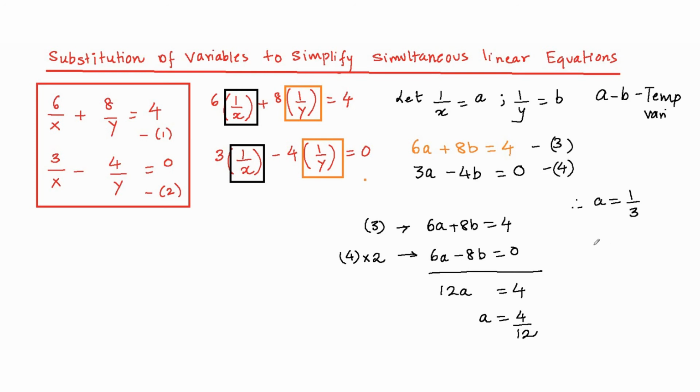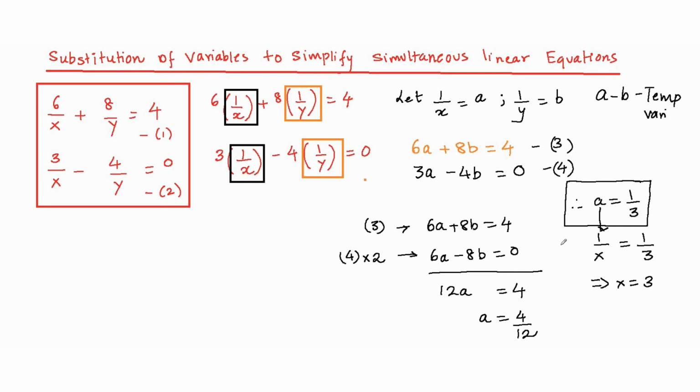Now what is a? A is 1 by x, and 1 by x is equal to 1 by 3, which means x is equal to 3. So once I got my intermittent variable or my temporary variable, I substituted a as 1 by x, and that is how I cross multiplied and I got the value of x as 3.